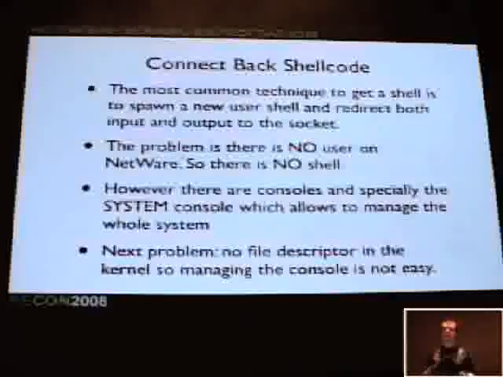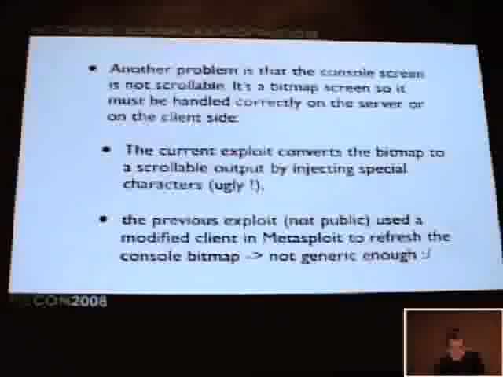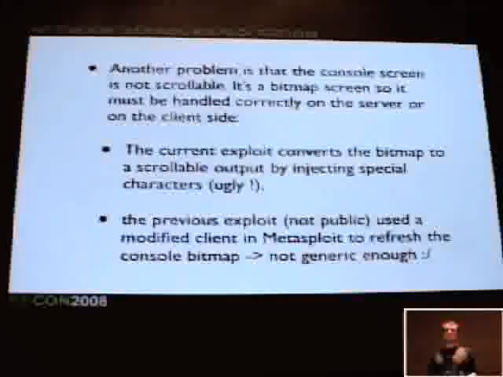Actually, there are file descriptors in the libc, but only in the user space. And we are still in the kernel space. So we need to find something else. Another problem with the console is that it's not a scrollable output, it's a bitmap. So we have to handle it.